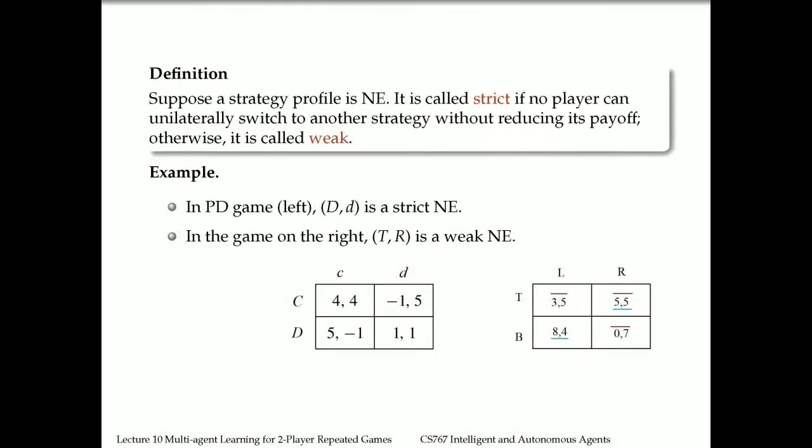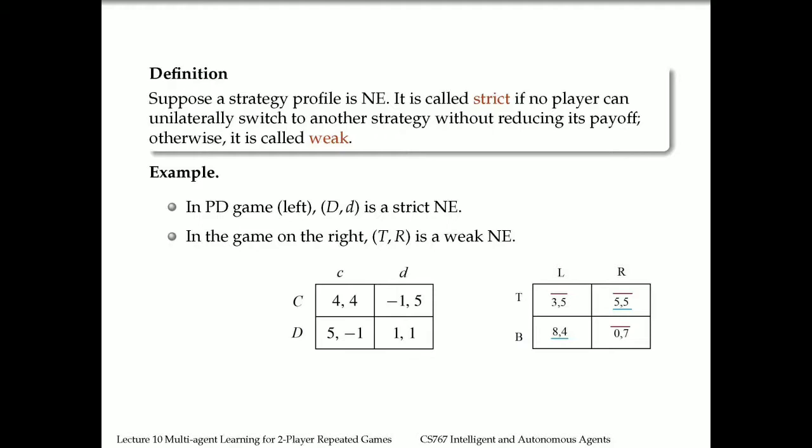So suppose in a normal form game we have a strategy profile which is Nash equilibrium. It's called a strict Nash equilibrium if no player can unilaterally switch to another strategy without reducing its own payoff, right? It doesn't really care about the opponent, but just caring about itself. If it can switch to another strategy without reducing its own payoff, then it's called a weak Nash equilibrium, right? So what do I mean by this? If you look at these two examples, the first one is a PD game. We can see that DD is a Nash equilibrium.